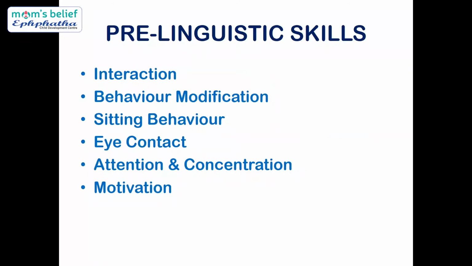Pre-linguistic skills: if you want to learn something, if you want to learn a language, then the first thing is that you need to interact. Then you need to have behavior modifications. Okay. Now, the first thing is pre-linguistic skills.